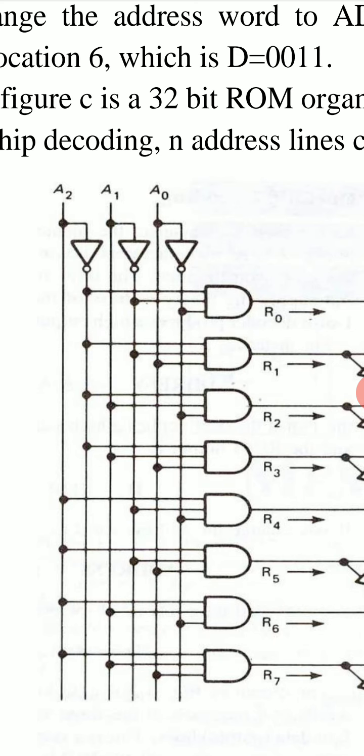So if we start the address from 000, next address will be 001. Next address is 010, which are binary equivalent of decimal numbers 0, 1, 2, 3, 4, 5 up to 8. We have 8 such combinations for these 3 pins A2, A1, A0 from 0, 0, 0 to 1, 1, 1.